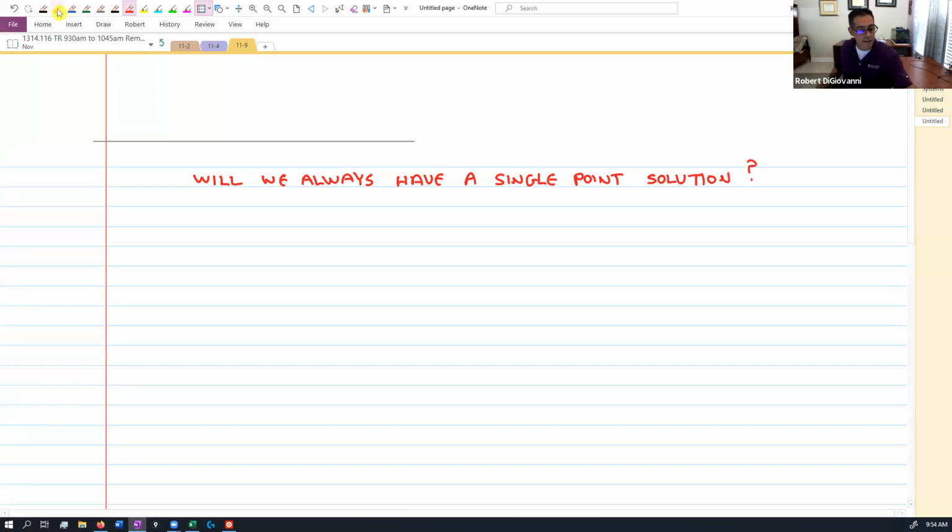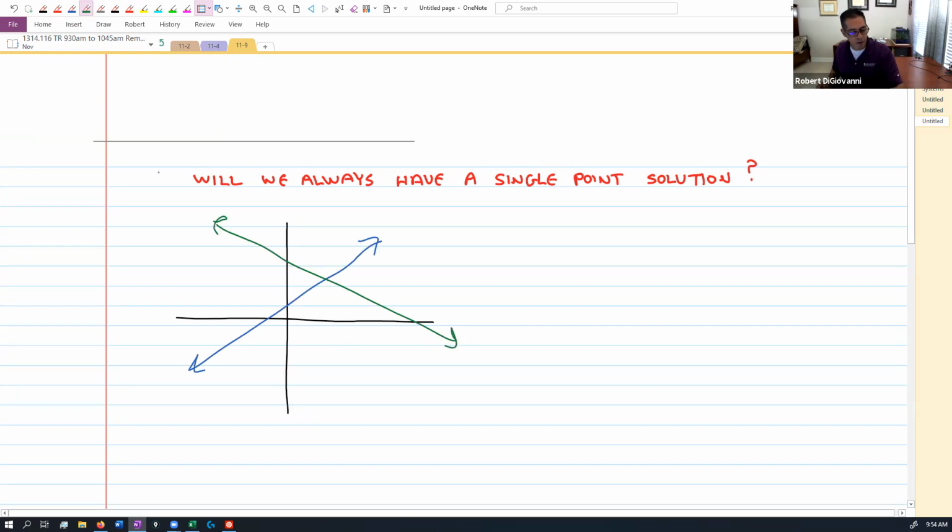Well, we could, right? We just did. Like if I have a graph that looks like this, let's say one line does this, and let's say the other line does this. Then of course we're going to have a single answer, right? That could happen. So we could have one answer.